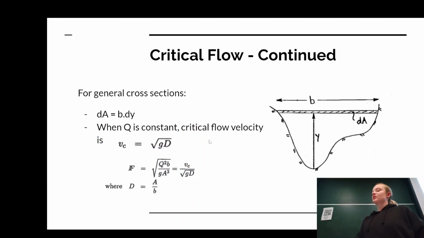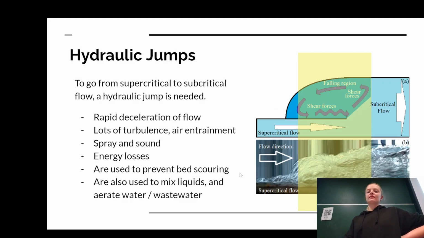For general cross sections, we have to take this dA equals b times dy equation, and when q is constant, critical flow velocity equals the square root of g times D. Okay, and they've given you what D means down there.